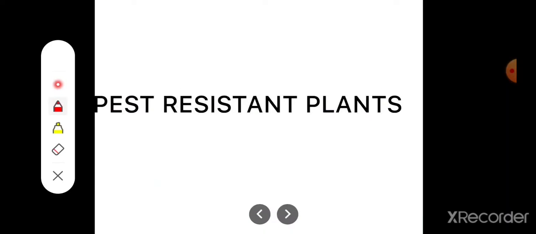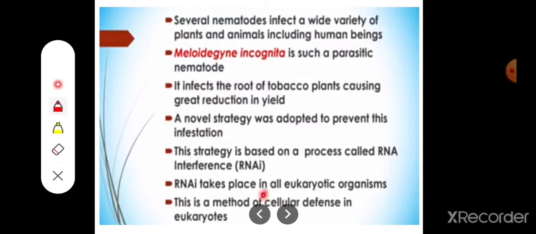So that was one example of a pest resistant plant which was genetically modified. Now let us see the next type of pest resistant plant which can be produced, but the method used here is different. We have seen that there are several nematodes which infect, and these nematodes are parasitic. Parasites are organisms that live using substances obtained from the host organism. There are several nematode parasites which infect a wide variety of plants and animals including human beings. Nematodes are round worms.